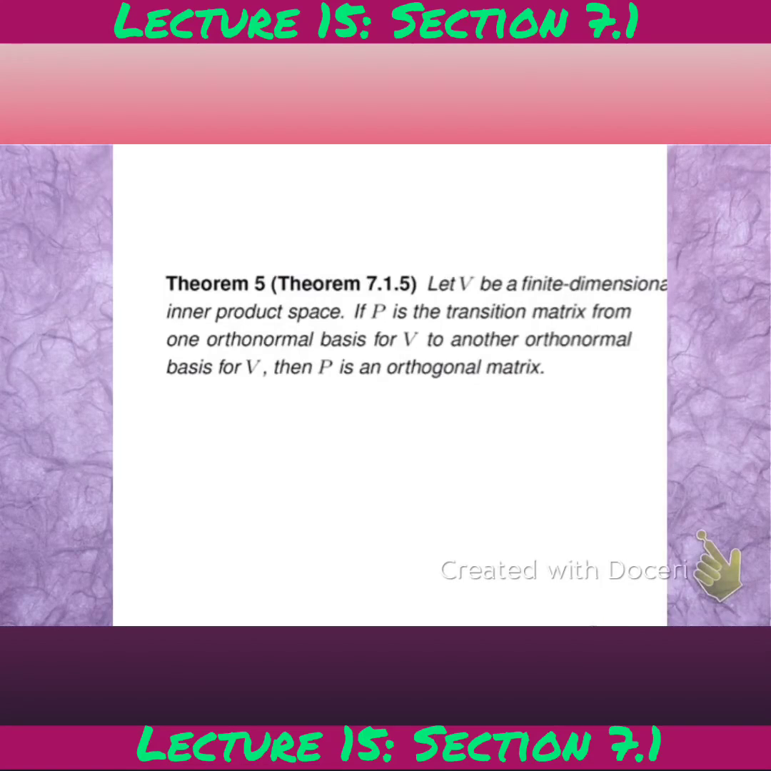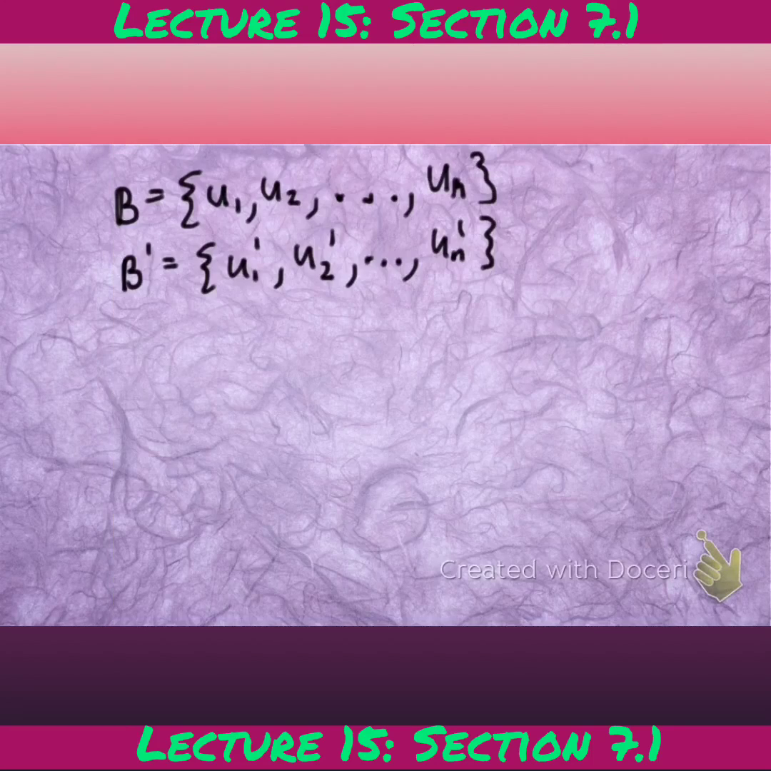Right. The last one is theorem 7.1.5. If V is a finite dimensional inner product space, and P is a transition matrix from one orthonormal basis of V to another orthonormal basis of V, then it's important to note that P is an orthogonal matrix. So let's take two orthonormal bases.